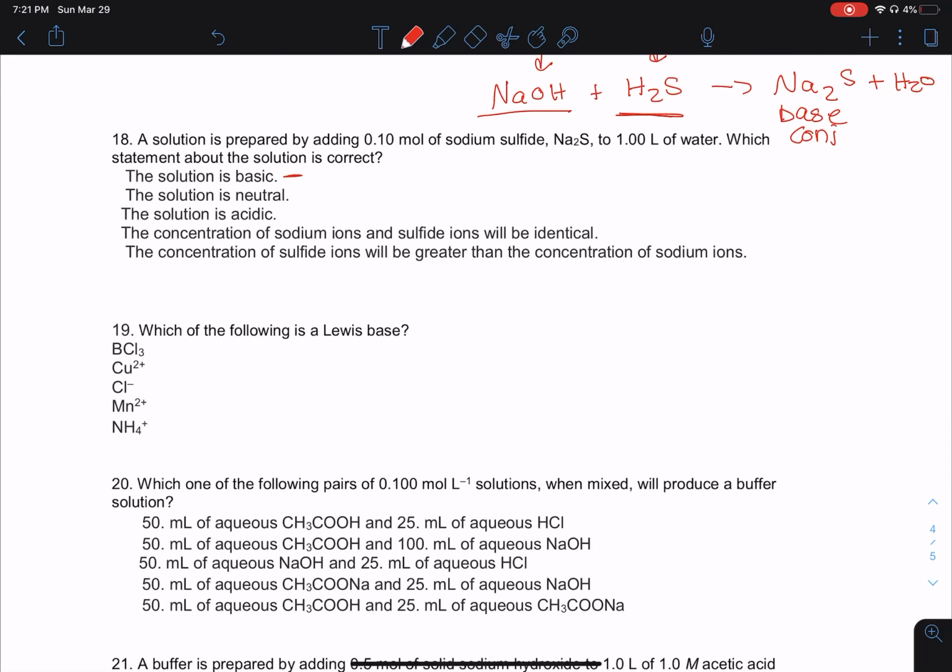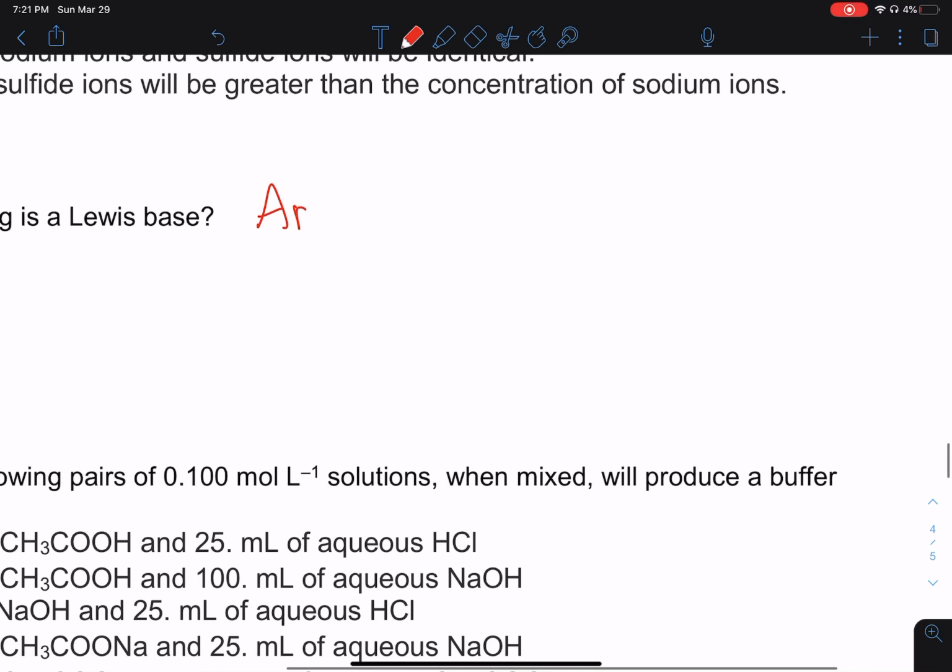Okay, so the next question is talking about bases, a Lewis base. So we have three acid-base definitions. The first one is the Arrhenius, and the Arrhenius says that acids are H donors and bases are OH donors.